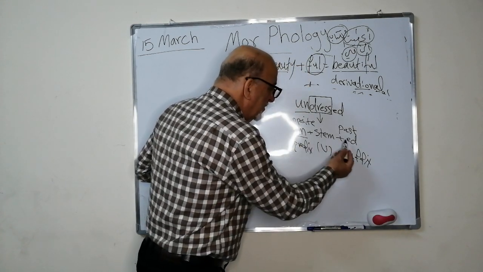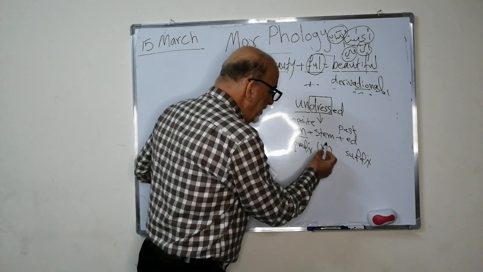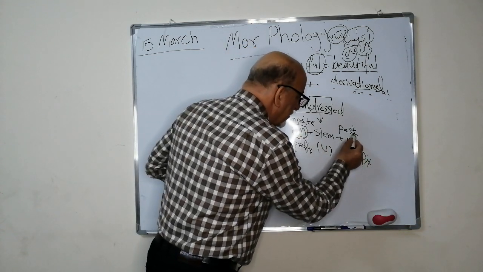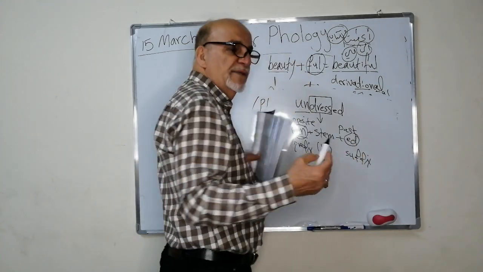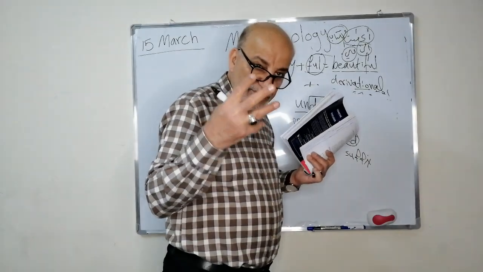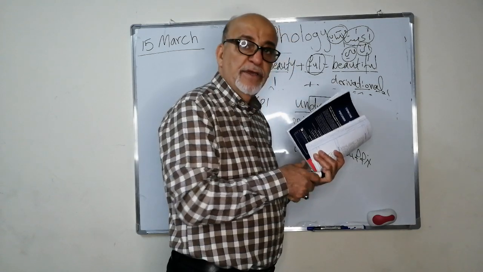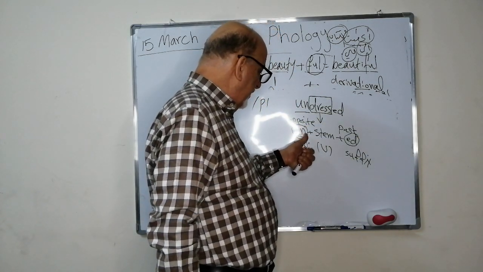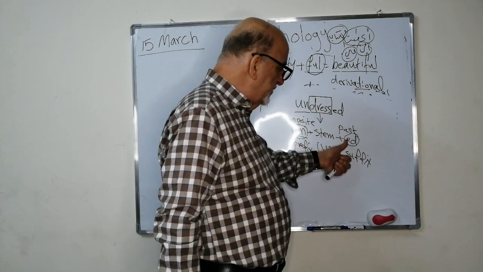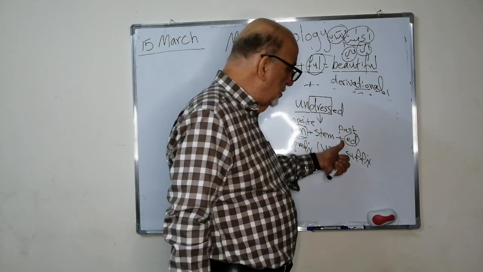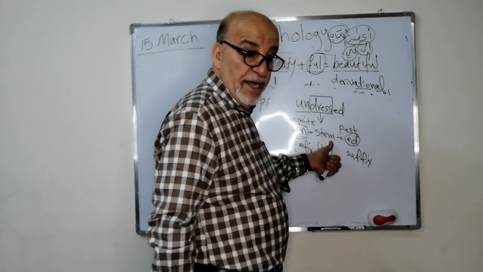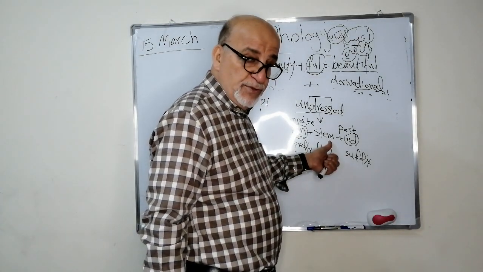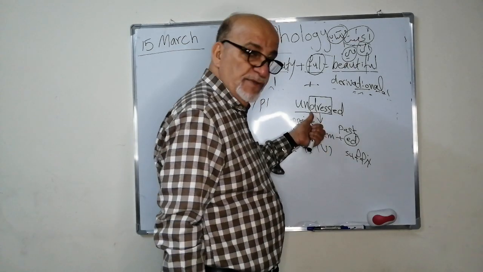Now, what about this? This and this cannot stand on their own. I mean, when you go to the dictionary, you do not find an entry for un and an entry for ed. You find an entry for what? For dress.